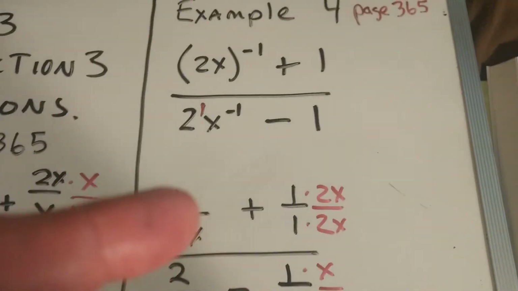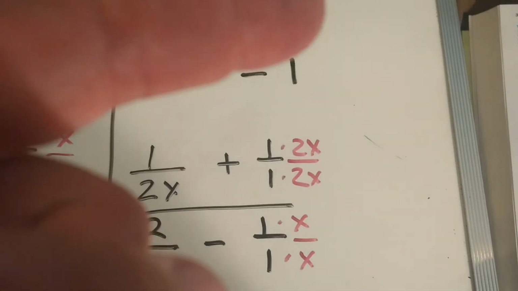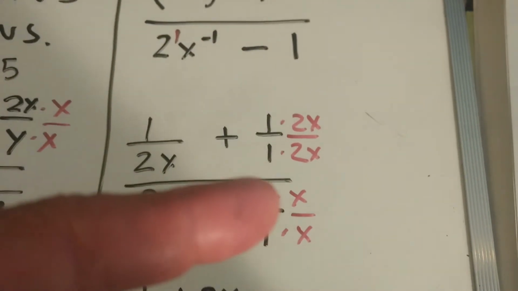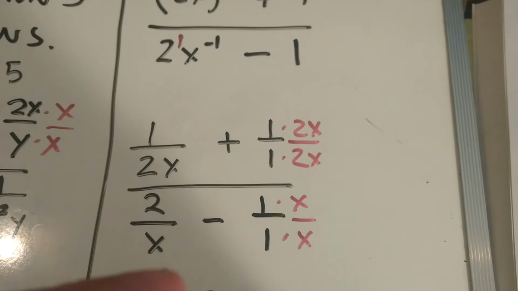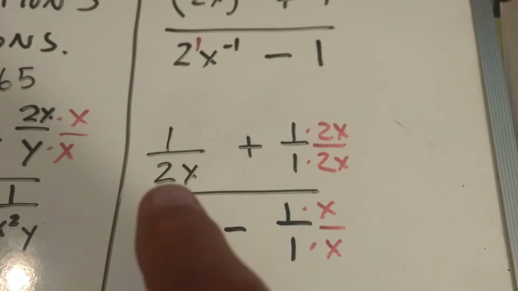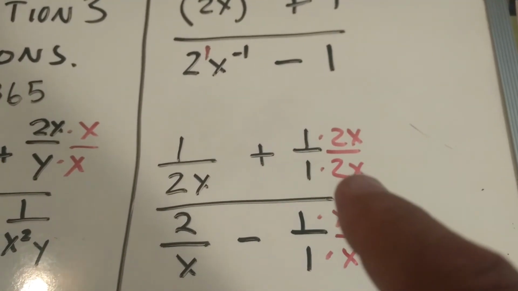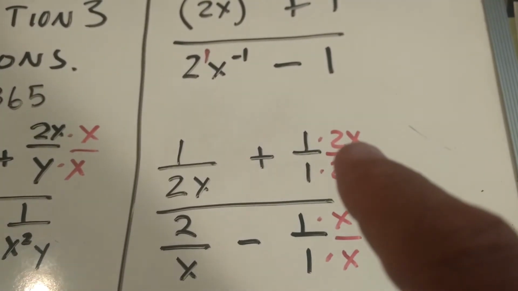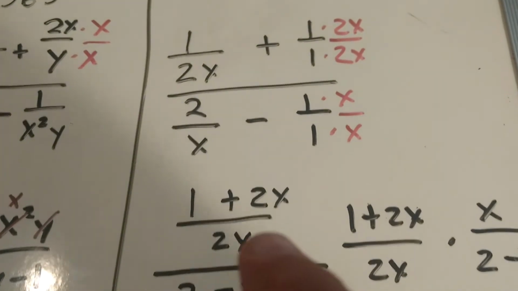So this becomes 1 over 2x plus 1 over 1. Now notice I've changed my 1 to a fraction. I made it 1 over 1. This becomes 2 over x minus 1 over 1. So what happens here on the top is the least common denominator is 2x. So I'm going to multiply the bottom by 2x, the top by 2x. That's going to give me 1 plus 2x over 2x.